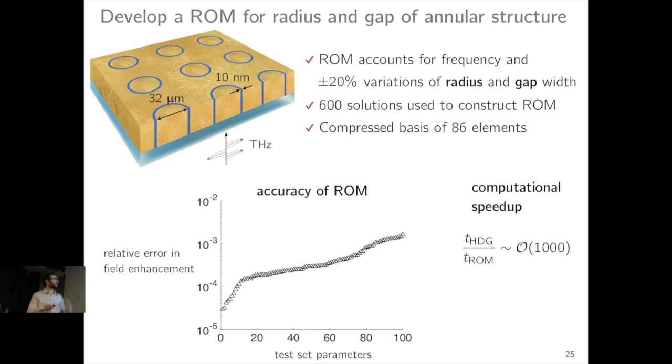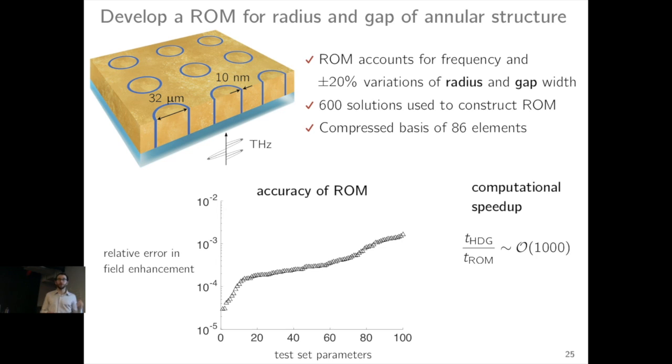So we have this structure in the top. And we're going to construct a reduced order model that encompasses both the frequency and variations on the radius and the gap. That is, we have three parameters. The frequency is important because we want to perform frequency sweeps. And once the reduced order model is computed, there are two main aspects that we need to address.